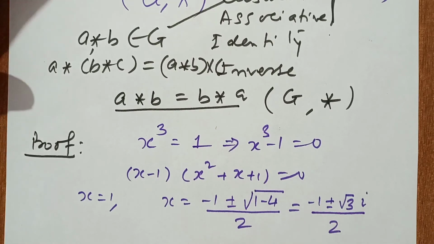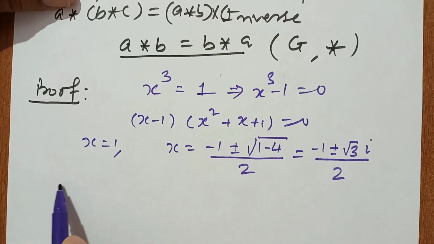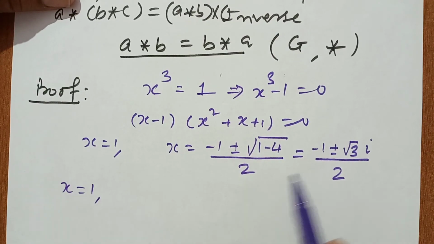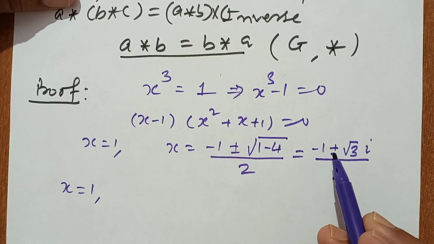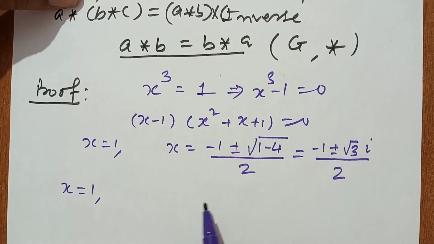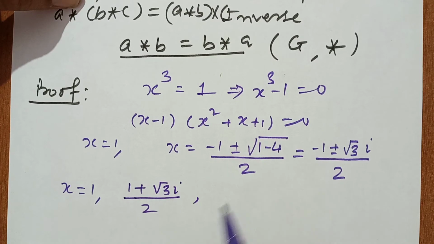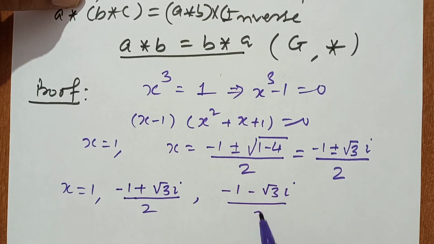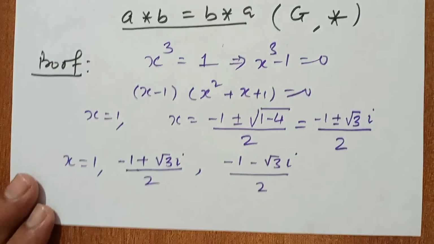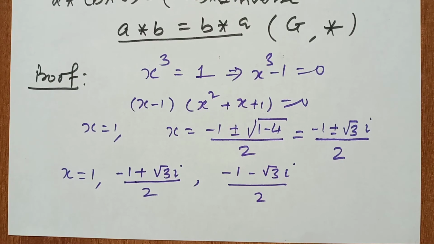Okay, so here we take x is equal to 1, this is the first root. If you take the positive sign and then the negative sign, we consider (-1 + √3i)/2, and with the minus sign, (-1 - √3i)/2. Okay, so these are the three roots of unity, meaning the cube roots of unity. We have solved for the three values.